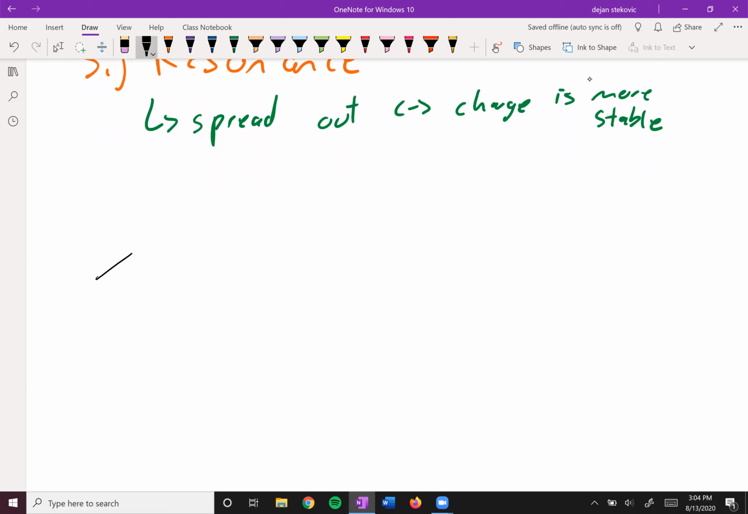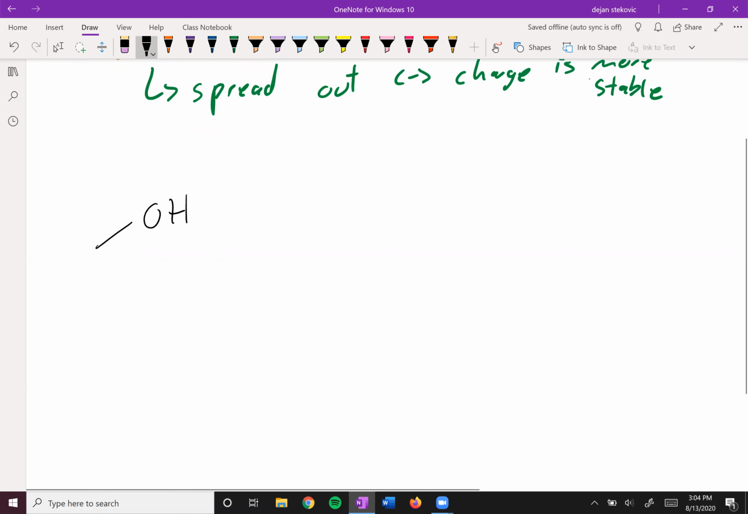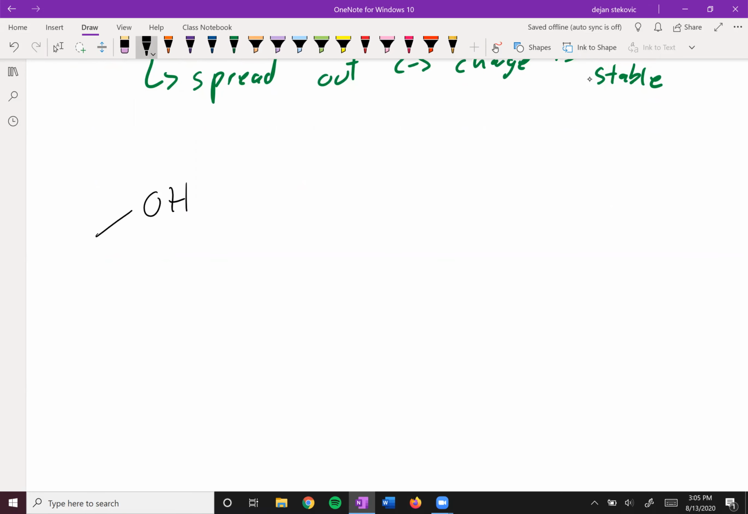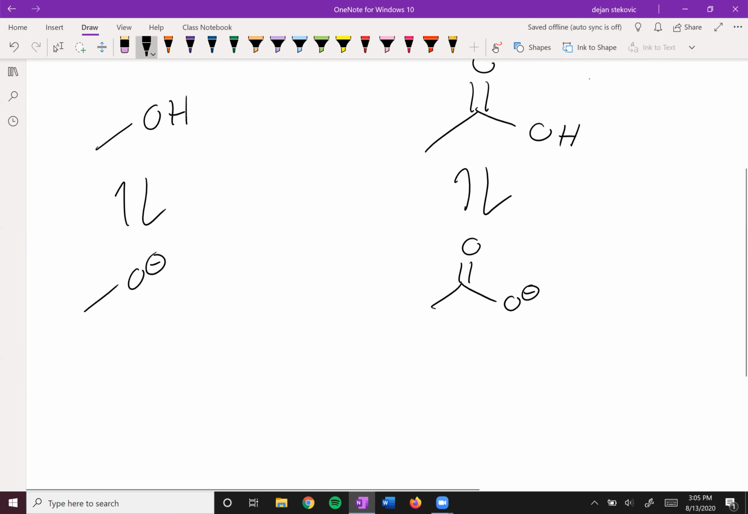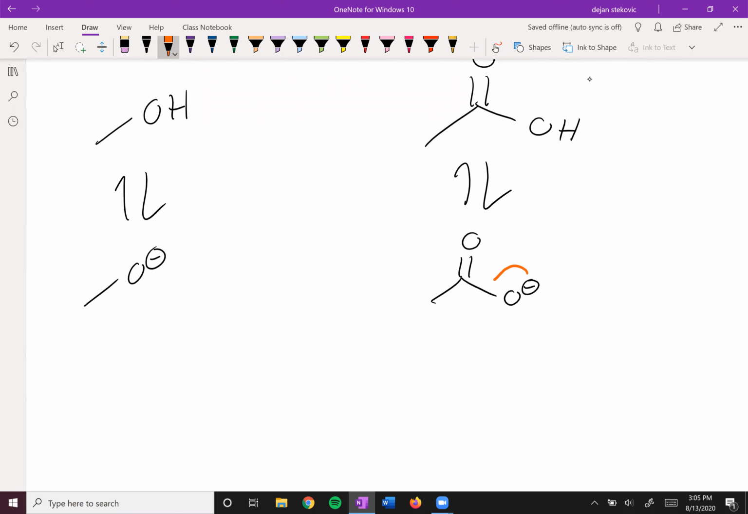So for example, if we have something like this, OH versus this alcohol over here versus this carboxylic acid over here, and if we're to deprotonate both of them, on the left one, there's no resonance structures there. Whereas on this right one, we deprotonate it and then we can draw some resonance structures, right? We can kick the electrons from this oxygen into this double bond and then move these electrons up here.